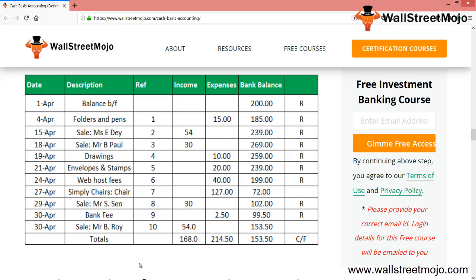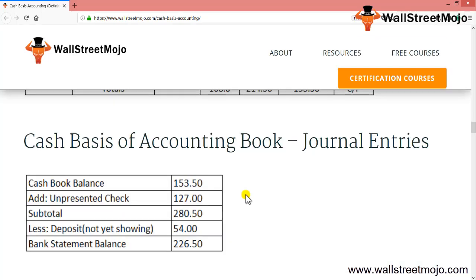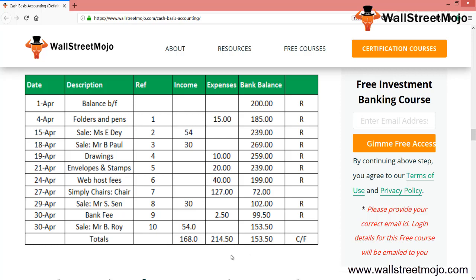The final total was 168, which was the income that was recorded. Expenses were 214, which led to the reduction in the bank balance to 153.5, which will be carried forward again. So, based on this, let's understand the journal entry on the above.